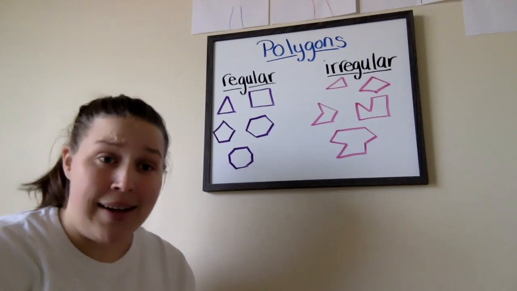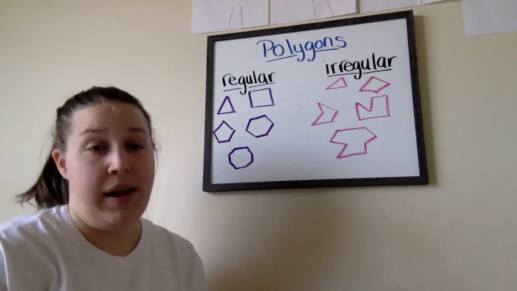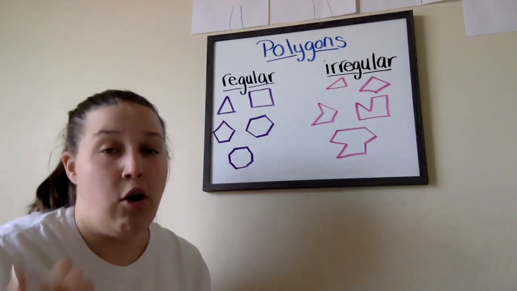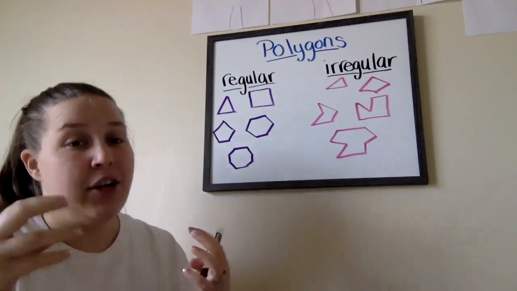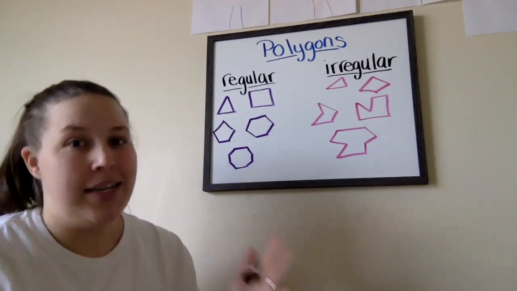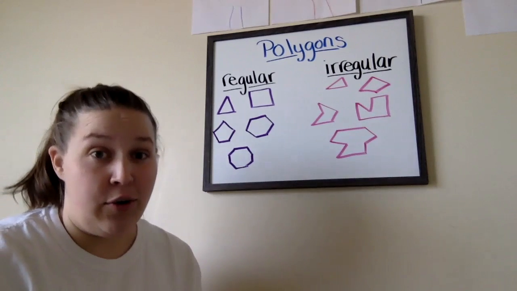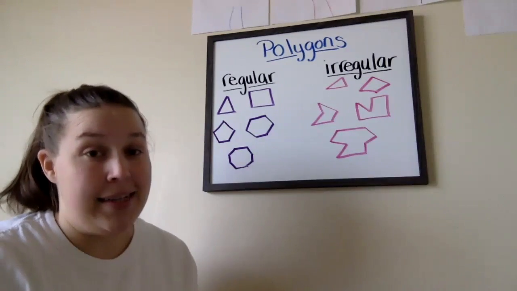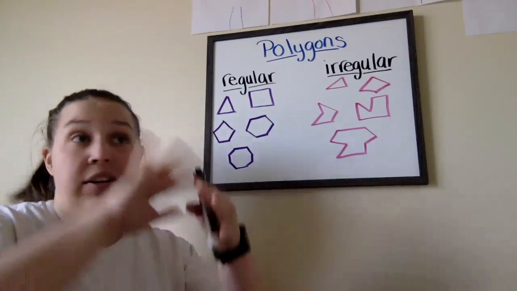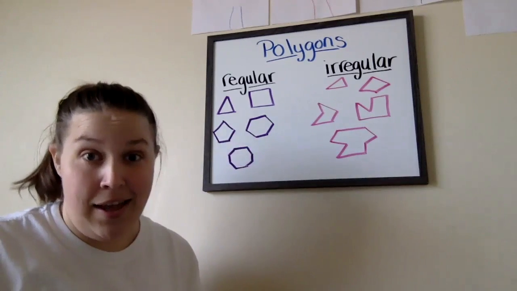A polygon is any closed plane figure that has three or more sides. You can't have a closed figure if it only has two sides. That's just an angle, okay? So a polygon is a figure with three or more sides, and that "more" can stretch out to however many sides it has, okay?